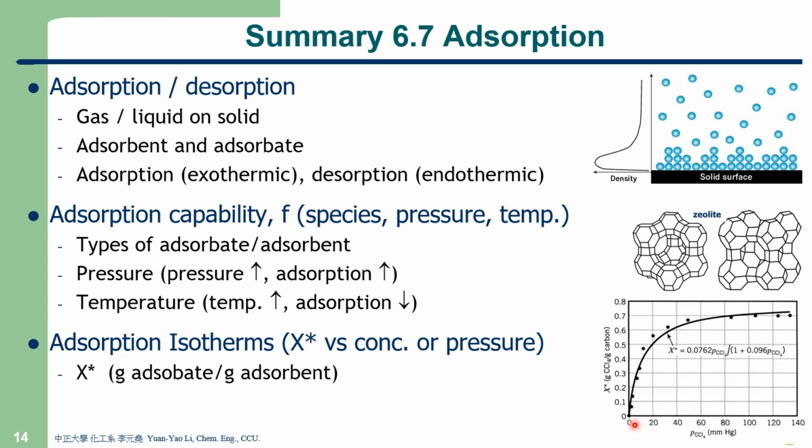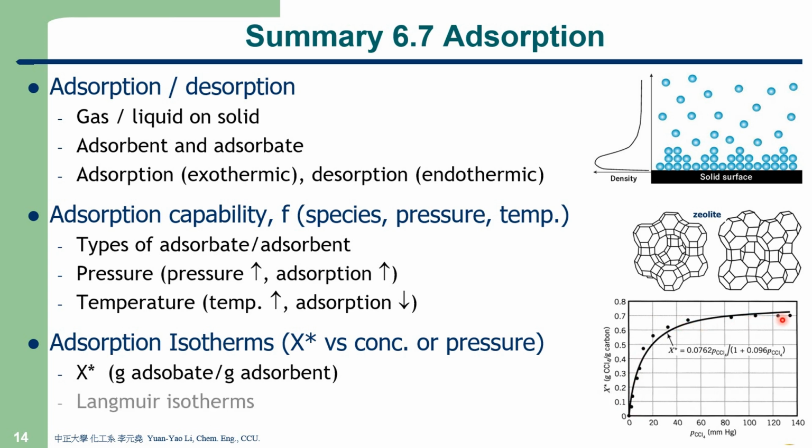For example, if we increase the pressure from 10, 20, 40 to 140, this is the amount of the species adsorbed on the surface. As you can see, as we increase the pressure, the black dots mean the amount of species on the surface increases. Eventually, this will reach a maximum amount.